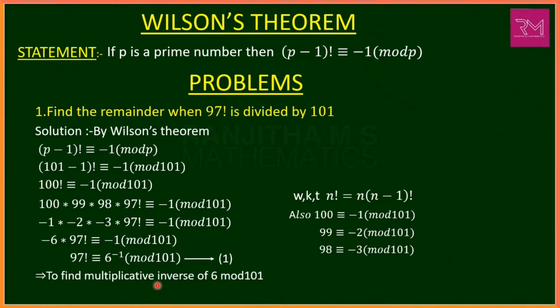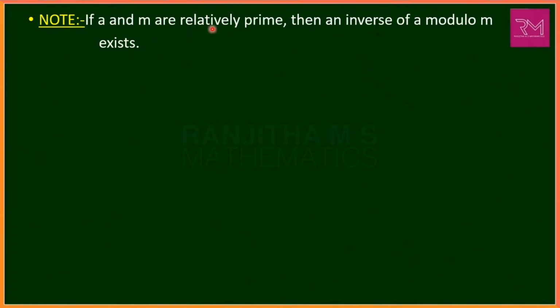To find the multiplicative inverse, we have to note one important statement: if A and M are relatively prime, then an inverse of A modulo M exists. That means if A and M are relatively prime, the GCD of A and M is 1. In that case, the inverse of A modulo M exists. This is a very important note to solve for the inverse value of a congruence. So A and M are relatively prime, which means the GCD of A and M must be 1.